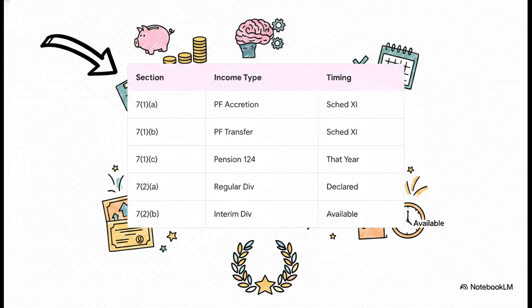Under 7.1, we've got employee funds. 7.1a is the annual accretion to a recognized PF governed by Schedule XI Part A, Para 6. 7.1b is the transferred balance governed by Para 11 of that same exact schedule. 7.1c is the Section 124 pension contribution deemed in that specific tax year. Then, boom, we shift to corporate dividends under 7.2. 7.2a is your regular dividend, triggered the year it's declared, distributed, or paid. And 7.2b is your interim dividend, triggered only when unconditionally made available. Memorize this underlying logic, and you will absolutely ace these questions.